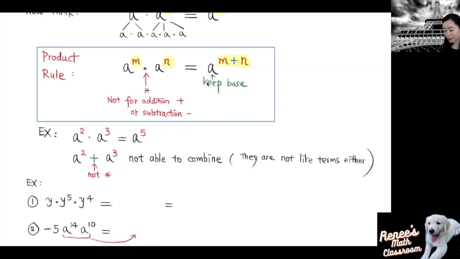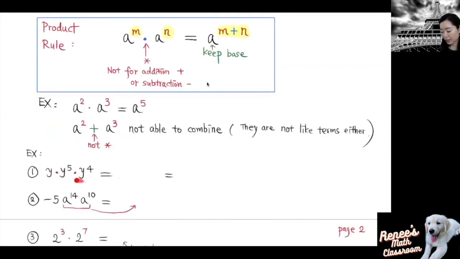Okay, let's do this one. So they all have the same base and multiply here. So we will keep the base and add the exponents. So that's y to the what power? Yeah. Oh, don't forget the 1. Y to the first power here. 10 altogether. So that's why, don't forget that one. Remember to the first power, you omit the 1 there, right? So it is y to the 10.